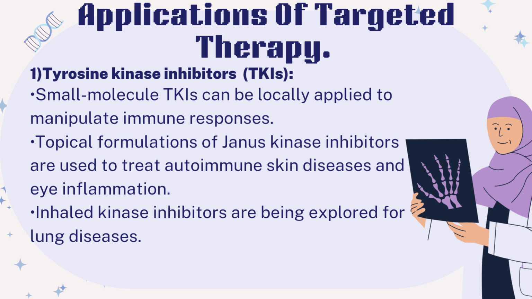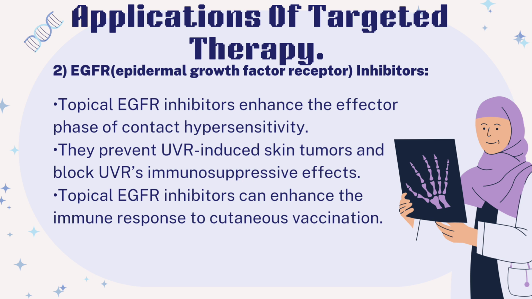Targeted therapy has a wide range of applications. Let's explore how it works. 1. Tyrosine kinase inhibitors. Small molecule TKIs can be locally applied to manipulate immune responses. Topical formulations of Janus kinase inhibitors are used to treat autoimmune skin diseases and eye inflammation. Inhaled kinase inhibitors are being explored for lung diseases. 2. EGFR. Topical EGFR inhibitors enhance the effector phase of contact hypersensitivity. They prevent UVR-induced skin tumors and block UVR's immunosuppressive effects. Topical EGFR inhibitors can enhance the immune response to cutaneous vaccination.